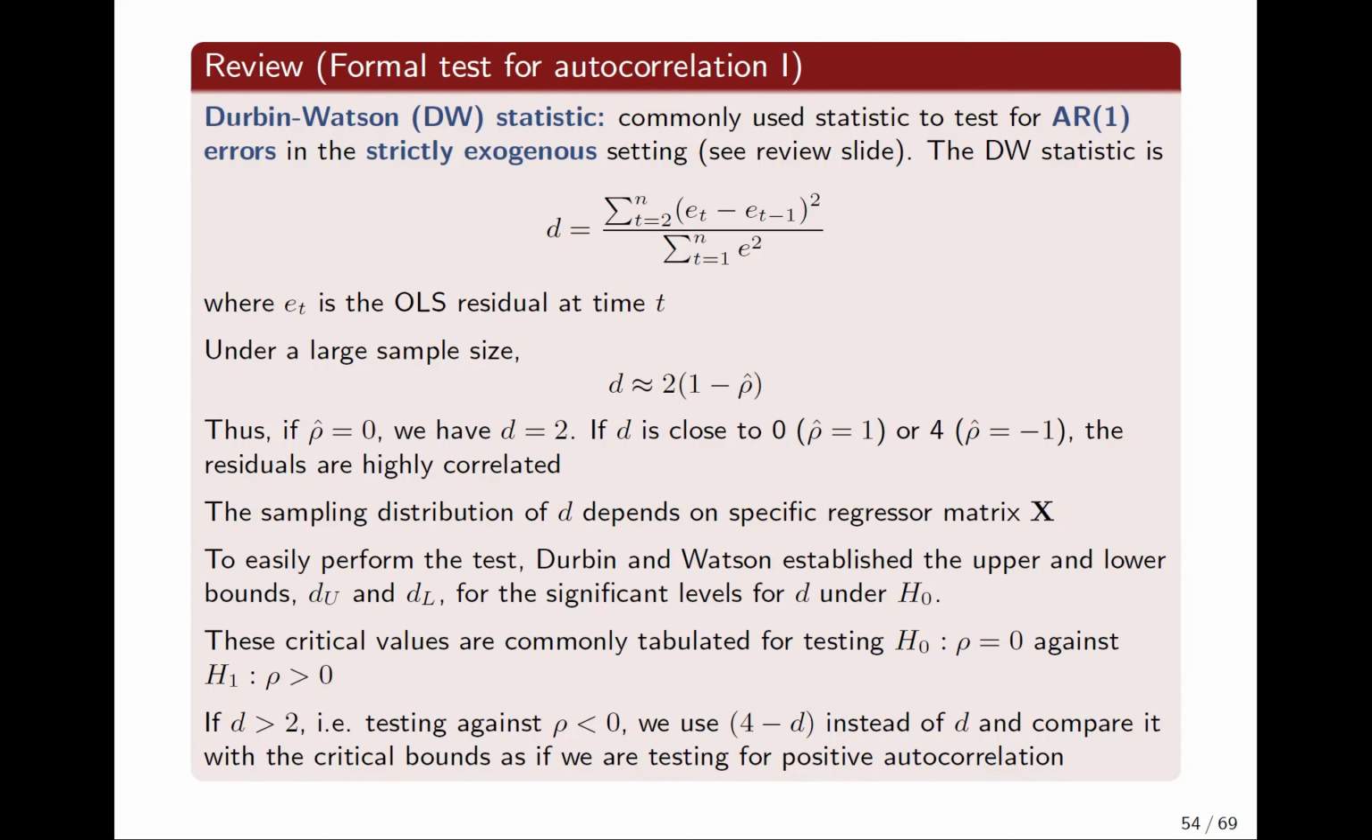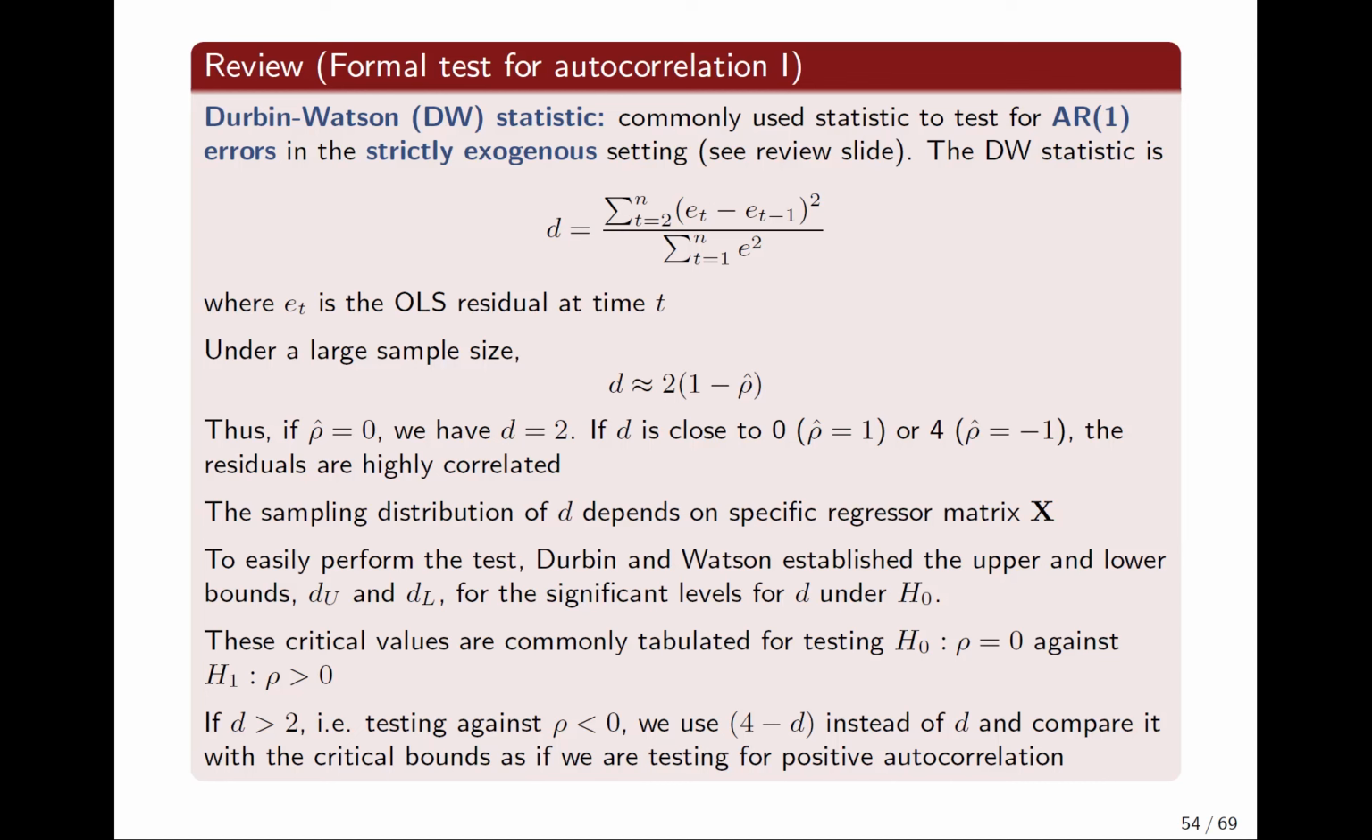So the Durbin-Watson statistic is the classic test for AR1 errors in a strictly exogenous setting. The statistic here, Durbin-Watson statistic D, is the sum of the squared differences between successive residuals divided by the sum of the squares of the residuals itself. In large samples, D is approximately 2 times 1 minus rho hat. So if rho hat is 0, D is 2. If D is close to 0, corresponding to rho hat near plus 1, or close to 4, corresponding to rho hat near minus 1, the residuals are said to be highly correlated.